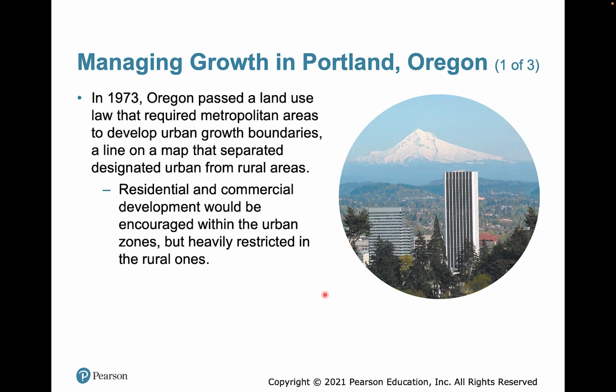So the west coast of the United States has been pretty progressive for a really long time. Portland, Oregon saw an issue with how growth was happening and the idea of sprawl. So they set something called an urban growth boundary, which is a law that required, it was like a line, a boundary, that's why it's called an urban growth boundary, on a map that separated urban areas from rural areas.